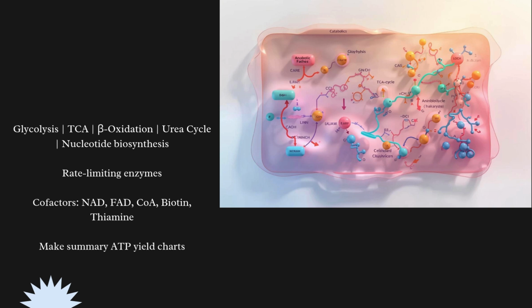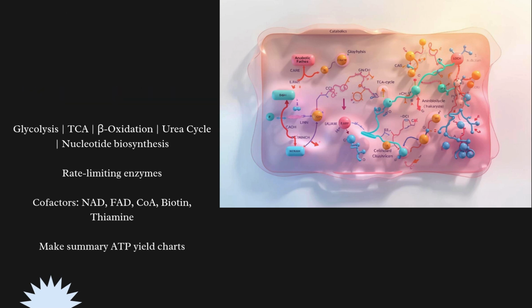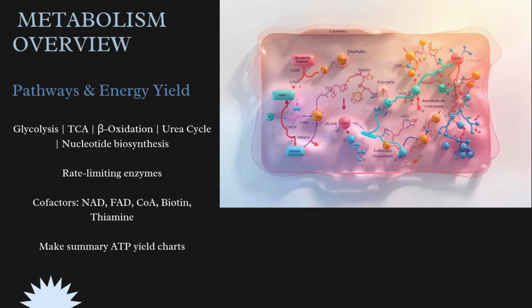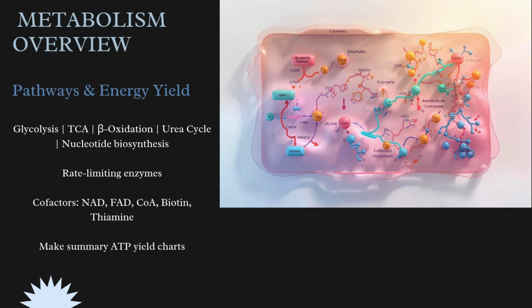Metabolism. The last part: metabolism of carbohydrates, lipids, amino acids, nucleotides, and vitamins. Study glycolysis, TCA, beta oxidation, urea cycle, nucleotide biosynthesis. Regulation of pathways. Role of cofactors and coenzymes, NAD, FAD, coenzyme A, biotin, thiamine, etc. Focus on rate-limiting enzymes and energy yield. And make summary tables like glucose yields 38 ATP or palmitate yields 106 ATP.